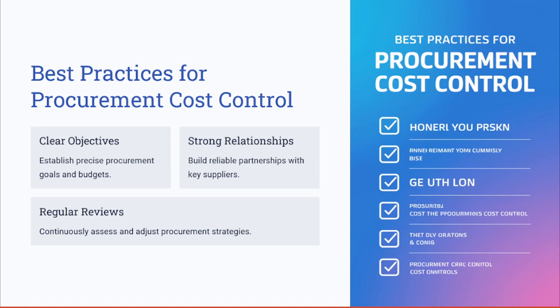The best practices for procurement cost control include setting a clear budget and objectives, while fostering strong supplier relationships. Also, you as a project manager, as one of your responsibilities, need to have a regular review and adjust the procurement strategies to ensure that you're not having any budget overruns or schedule delays.